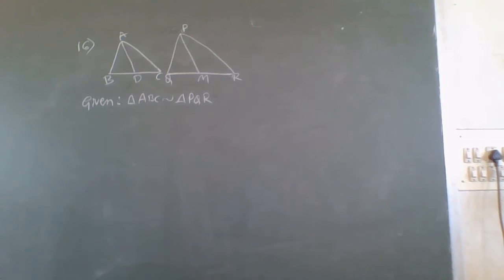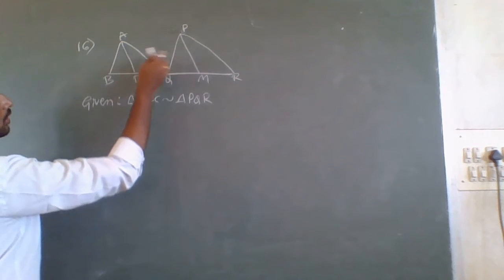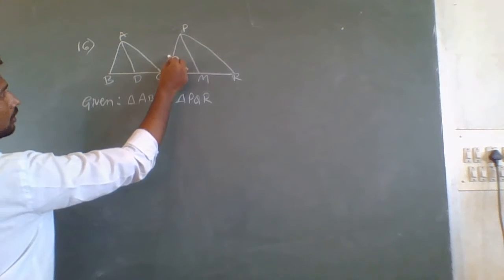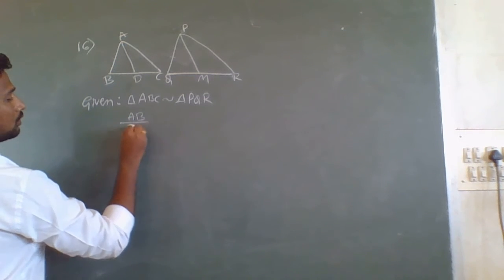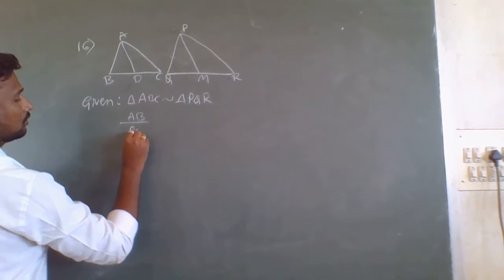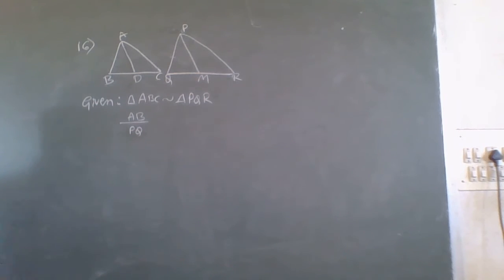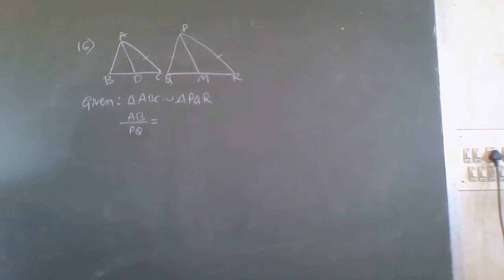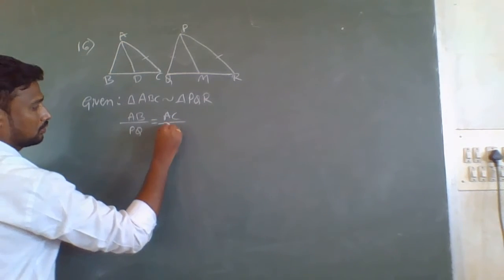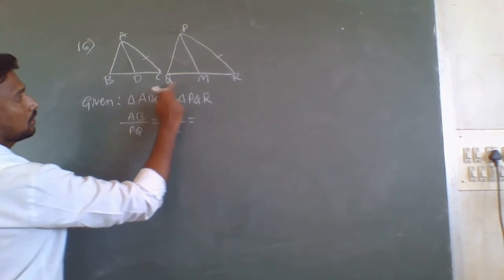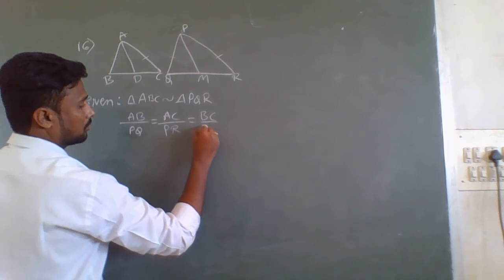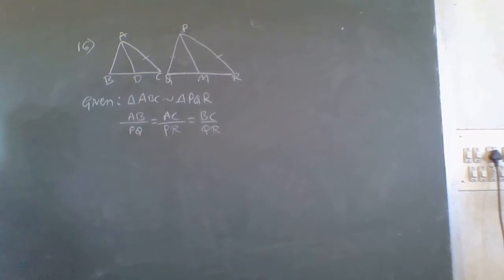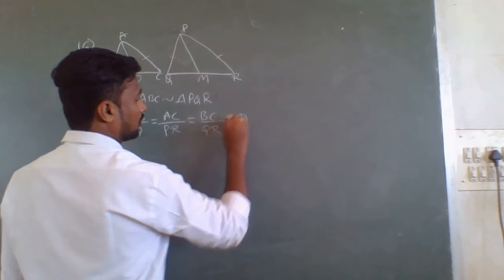If these two triangles are similar, then what can we write? Corresponding sides are proportional. Therefore, AB by PQ equals AC by PR equals BC by QR. So the sides of similar triangles are proportional. This I will consider as 1.